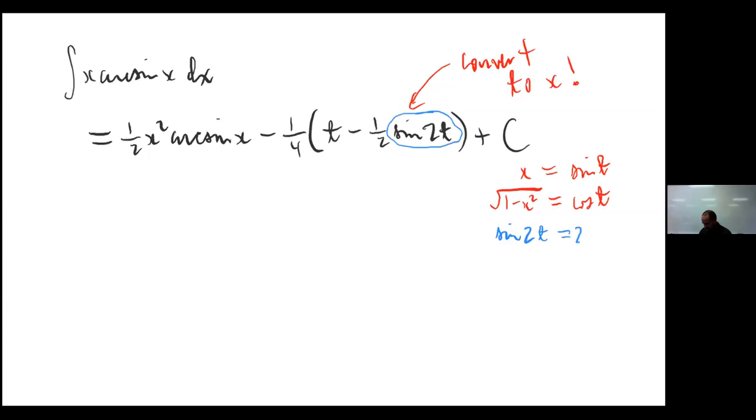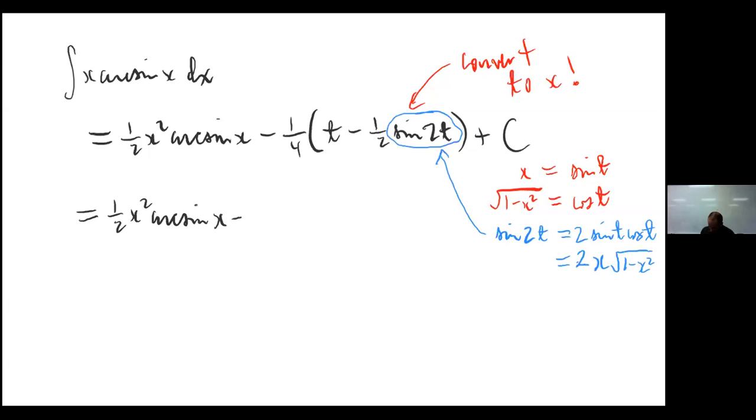Sine of 2t is 2 sine t cosine t, which, by the way, what's that? What is sine of t equal to? So that's 2 what? X, and what's cosine of t? Square root of 1 minus x squared. Right, so that's going to go right there. What's going to happen to the 2's? This is going to be minus 1/4.